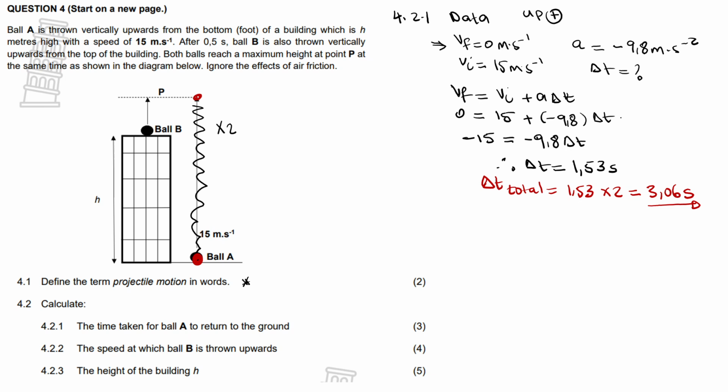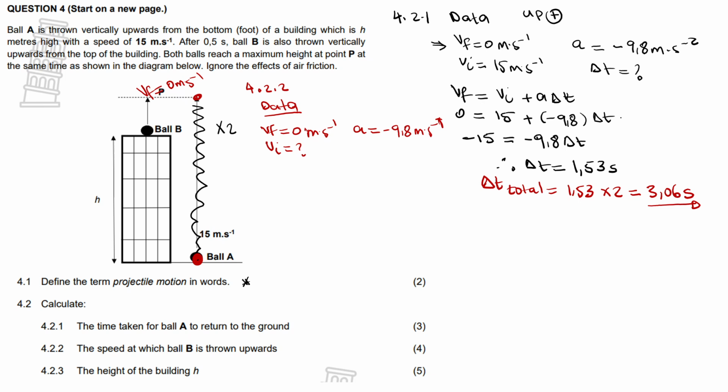4.2.2, they want us to find the speed at which ball B is thrown upwards. So now remember, ball B will also have a final velocity at maximum height of 0 meters per second. So to answer 4.2.2, we need to do data. The V final of that one is 0 meters per second. Then we are looking for the initial velocity. The acceleration is negative 9.8 meters per second squared.